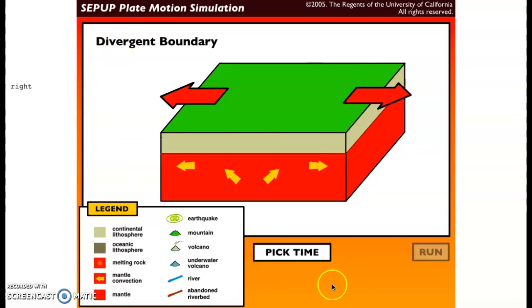Before I pick my time, I want to show you the legend, make sure you understand everything. See this coloring? It matches this rock right here, so that's continental lithosphere. If it were darker, it would be oceanic lithosphere, which just means this is land, and if it were darker, it would be water, okay? We are going to look out for some melting rock. The yellow arrows show us mantle convection, which means this red layer would be our mantle. And then we're going to keep our eyes open for earthquakes, mountains, volcanoes, underwater volcanoes, riverbeds, and abandoned riverbeds.